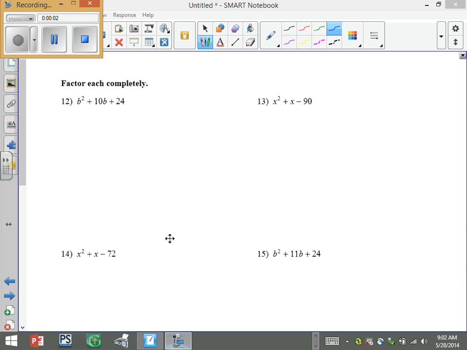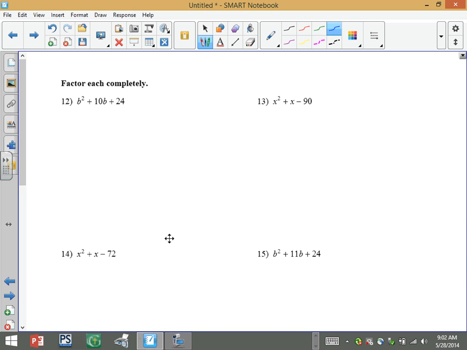So page 2 of the review sheet, to factor these things completely. With these, we're going to break it down into the two binomials. Remember our trick for this: we want the factors of 24, and we want them to add up to the b term, so b equals 10. So we want them to sum to 10.